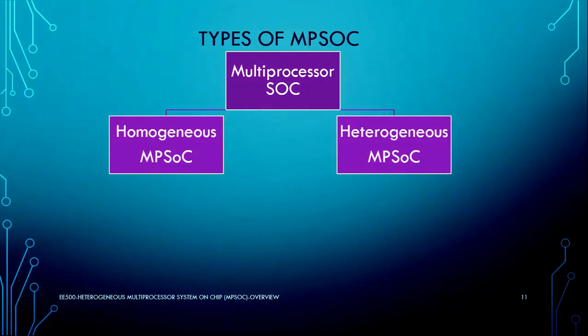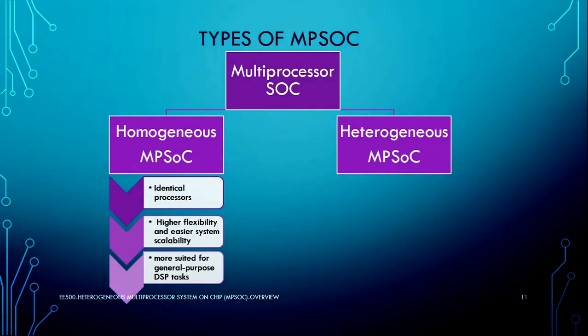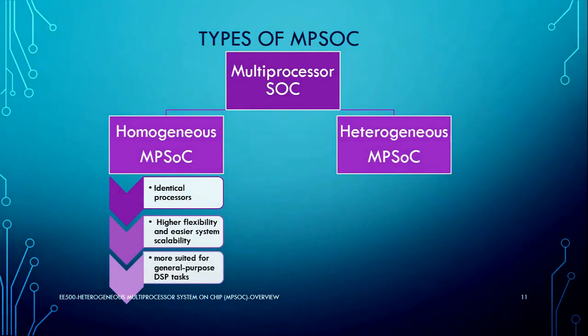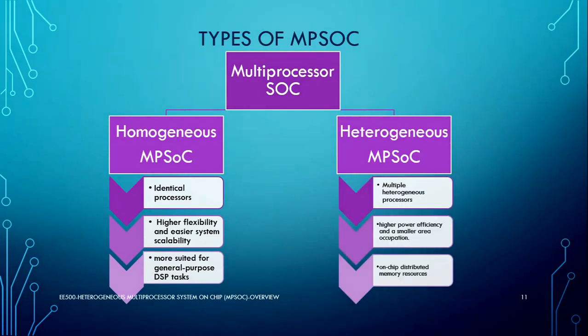Moving forward, what are the types of MPSOCs? There are two types, as we know, homogeneous and heterogeneous. By the name itself, we can make out that homo means same and hetero means different. In homogeneous, we have identical processors, higher flexibility and easier system scalability, and more suited for general purpose DSP tasks. While in heterogeneous, we have multiple heterogeneous processors, higher power efficiency, and on-chip distributed memory resources.